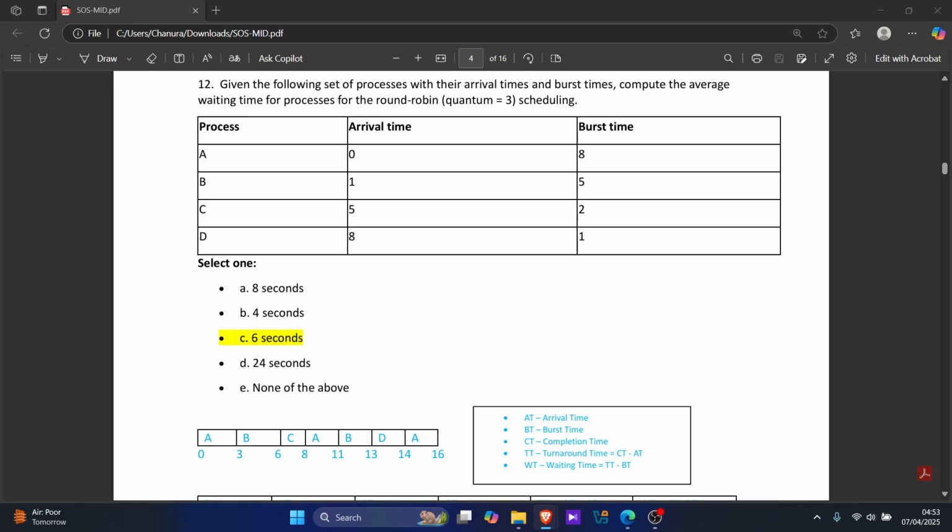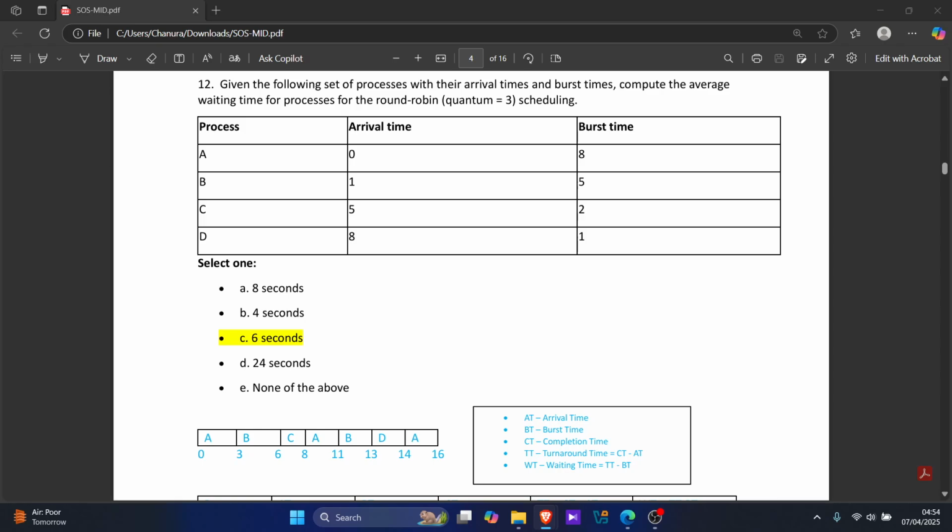Time 3 to 6, process B runs for 3 units. Remaining burst time, 5 minus 3 equals 2. Now, time 6. Check arrivals, process C arrived at 5, so it's already in the queue. The queue now would be C, then A, and then B. Wait, no, after B runs, the next processes in the queue would be the ones that arrived after the previous quantum. Let me clarify the order here.